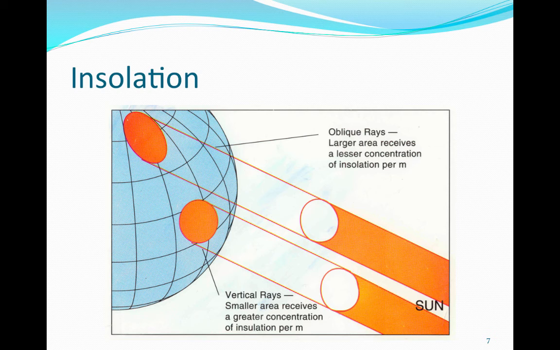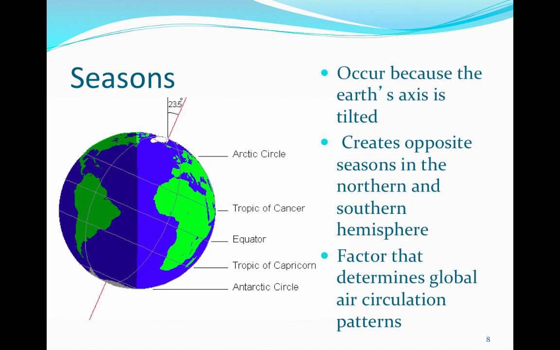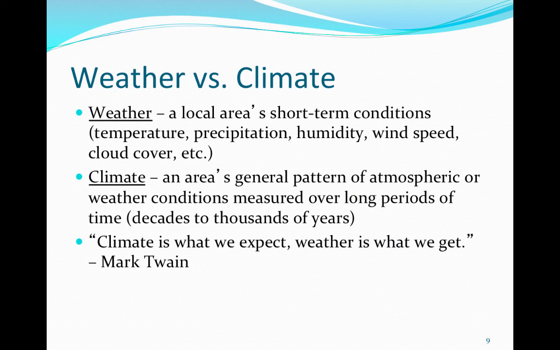Same amount of power hitting the different parts of the Earth, but because of the curvature of the Earth, because we're a sphere and not a flat piece of paper, the concentration of that sunlight varies depending on where you are on the globe. Why do seasons occur? We've talked about this before. It's the tilt of the Earth's axis. We are on an almost completely spherical path around the sun. All right, what is the difference between weather and climate? Weather is what's happening today. Climate is the area's general pattern of atmospheric or weather conditions measured over a long period of time.